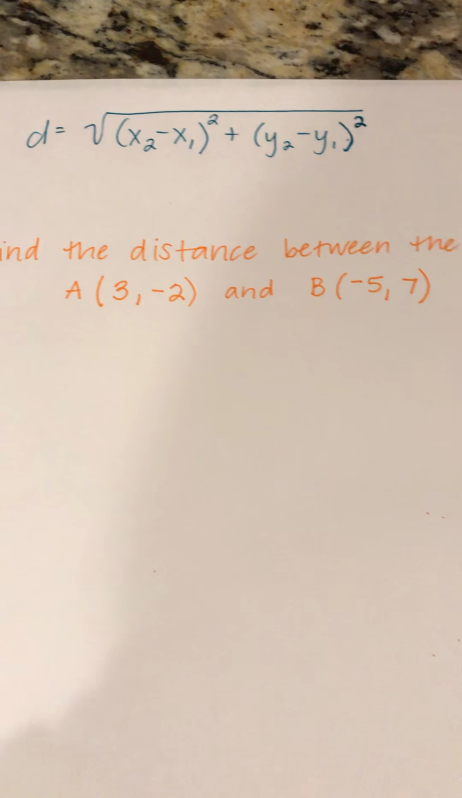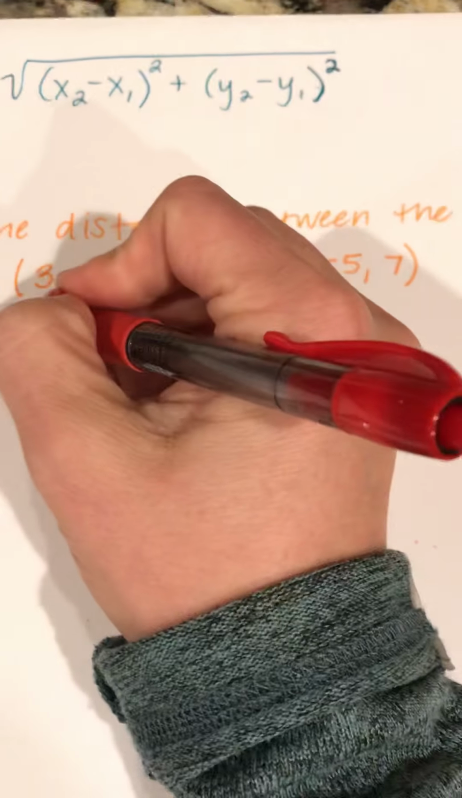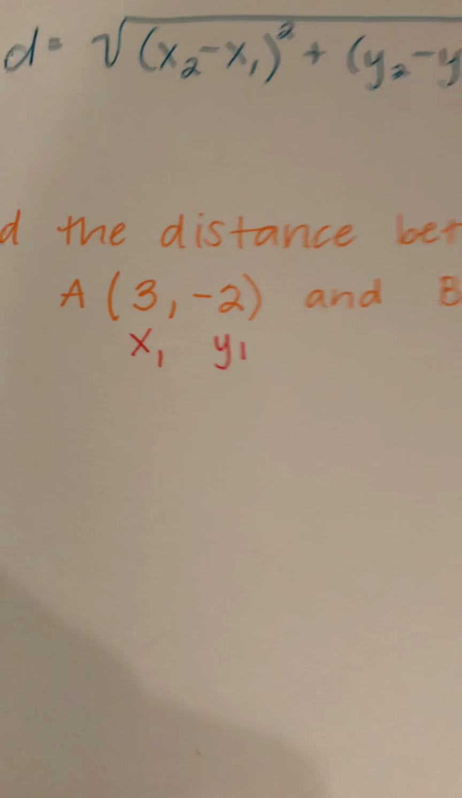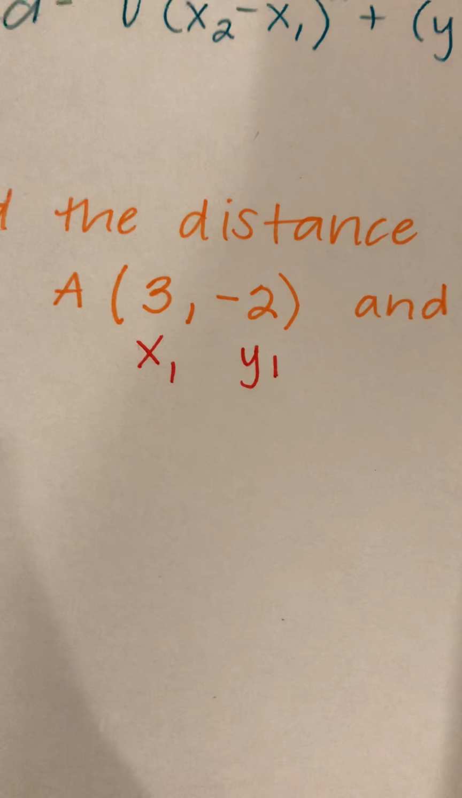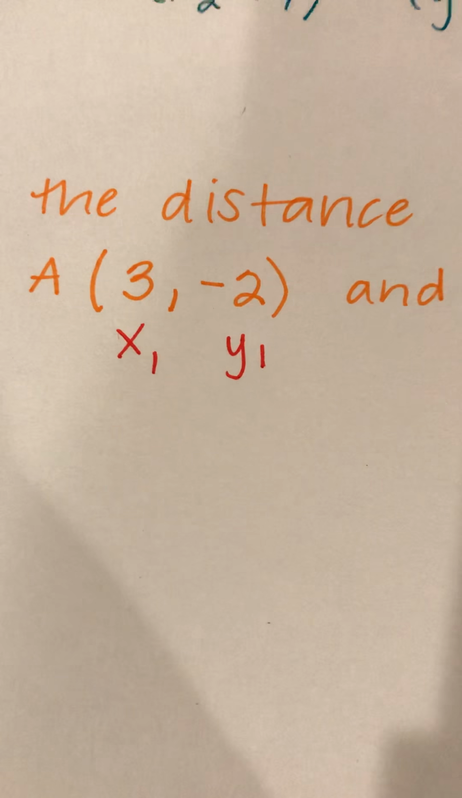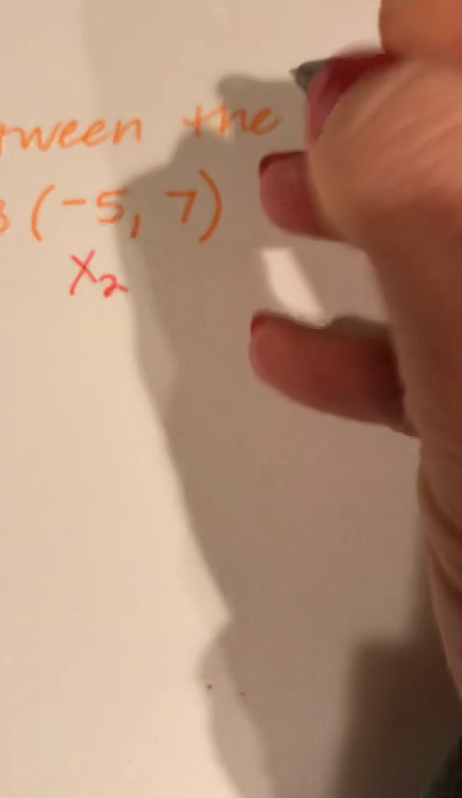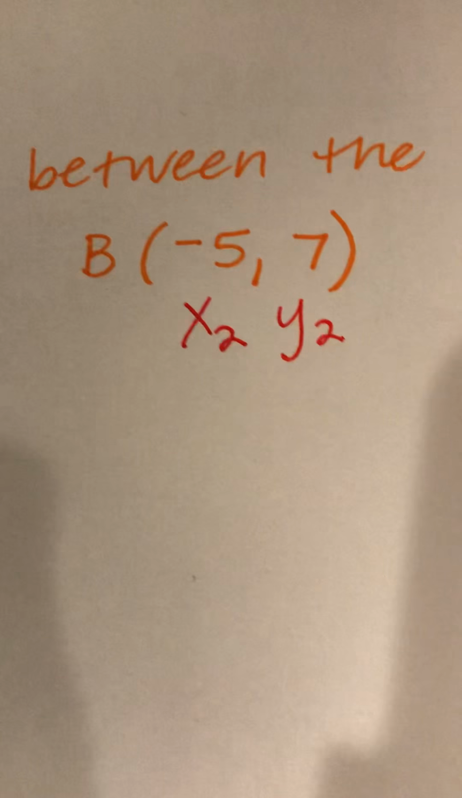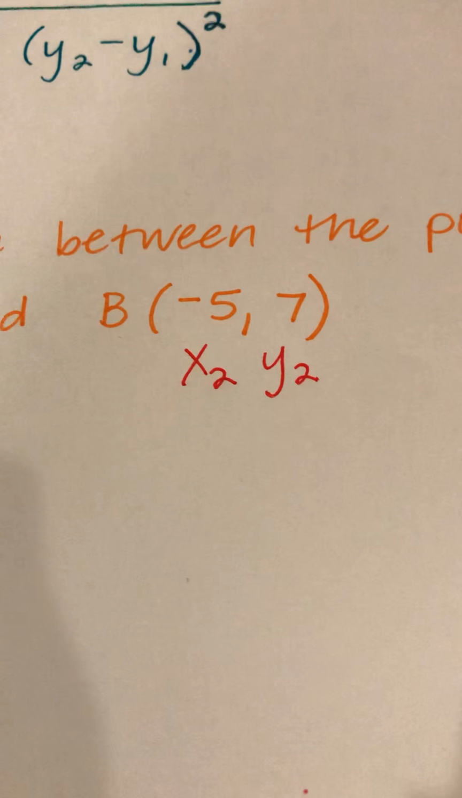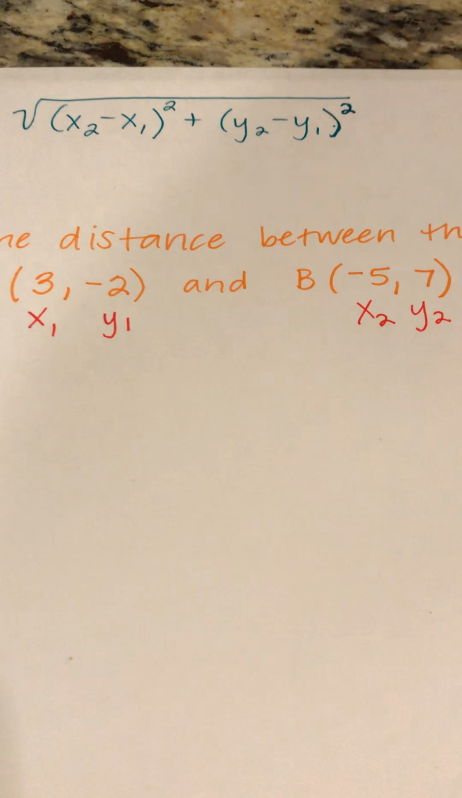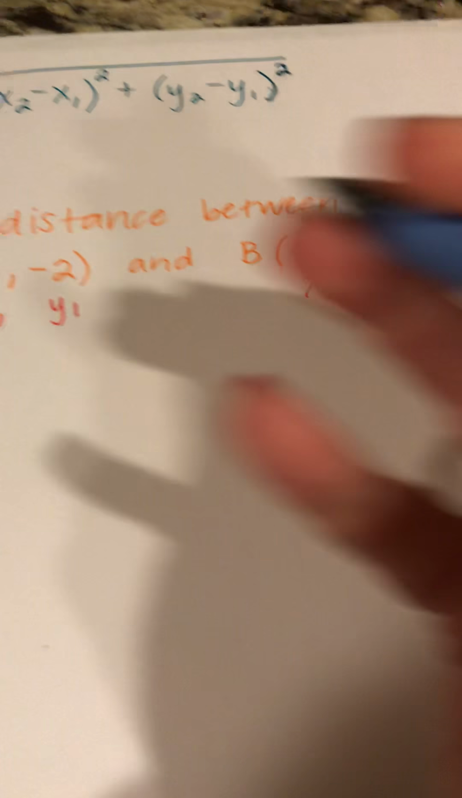So what I'm first going to do is label my pieces, okay? 3 is x1, and negative 2 is y1. That's just because that's our first coordinate, the first x that I see and the first y that I see. For this point right here, that's going to be x2 and y2. And that's just simply because that's our second coordinate. Now you could graph these on the coordinate plane to look at it, but all we need to do is substitute the values into the distance formula.